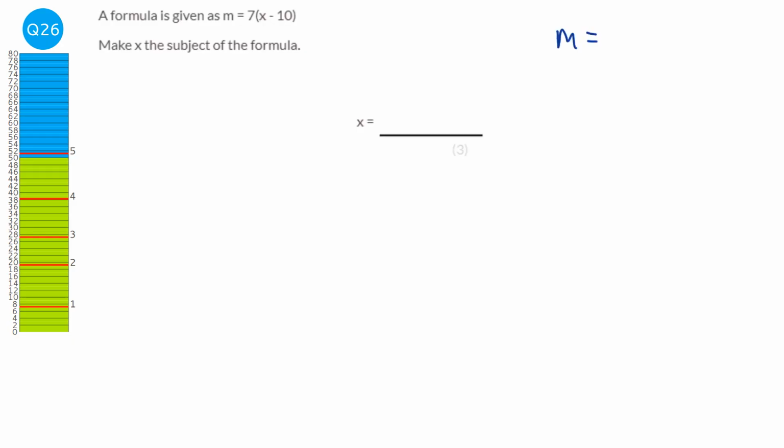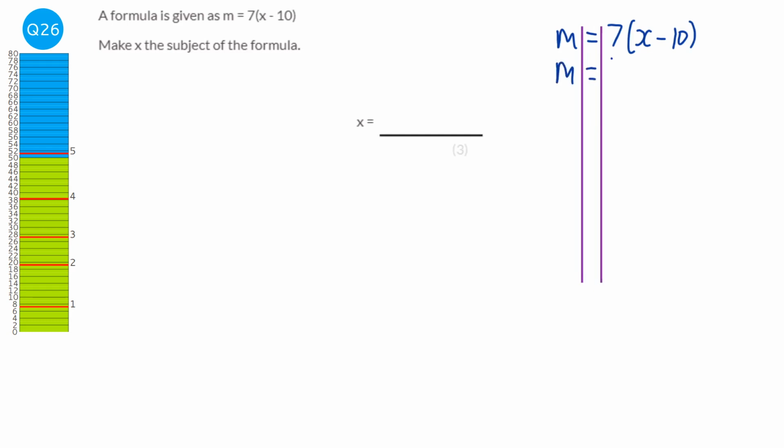So we're going to start just by writing this out. So m equals 7 brackets x minus 10, and we're going to put our solving lines in. I'm going to start by expanding the brackets, and we don't need to. We could divide both sides by 7, but I think this is a bit easier. And we're going to add 70 to both sides. So we're trying to get x as the subject. So we're trying to get x on its own. And we're next going to divide both sides by 7.